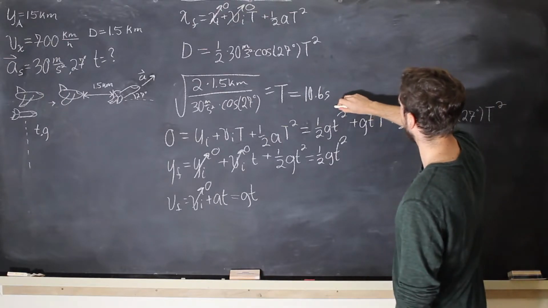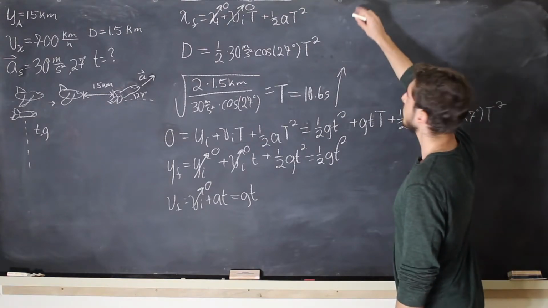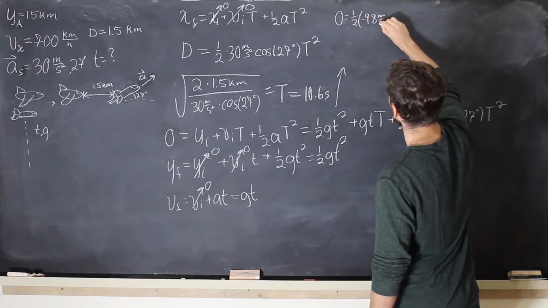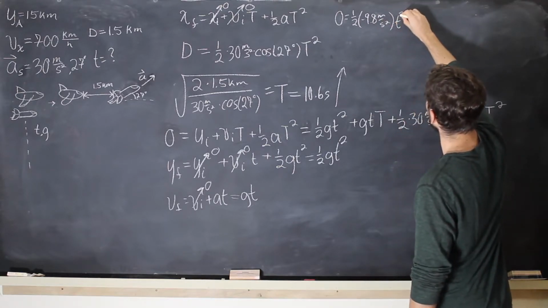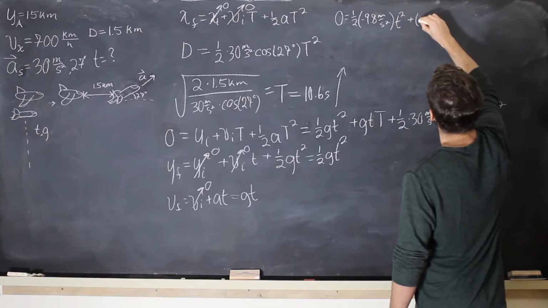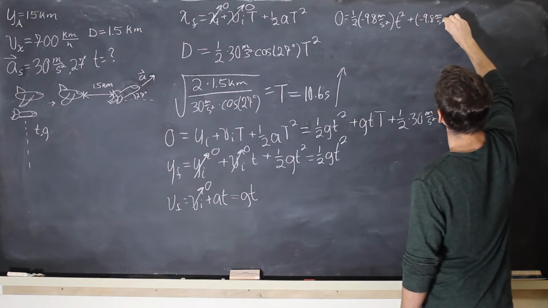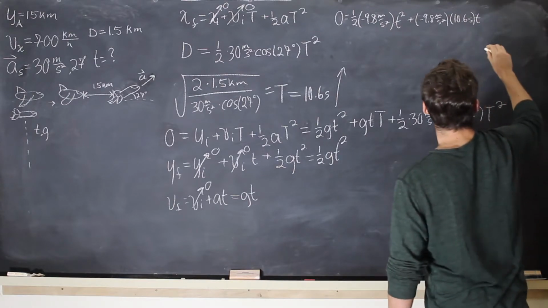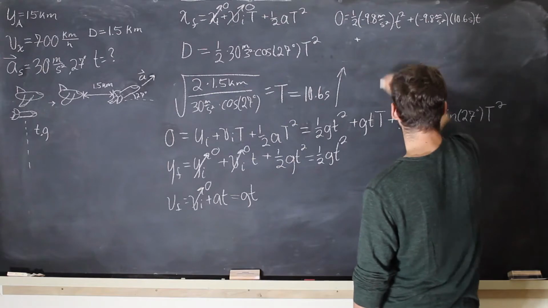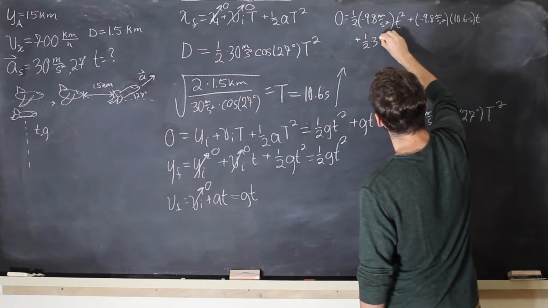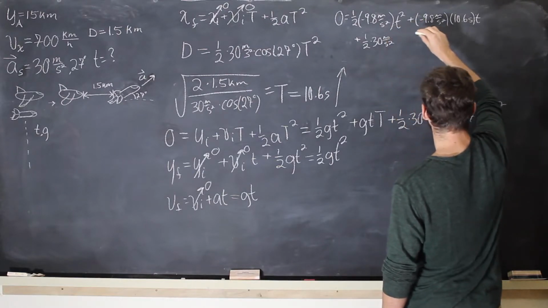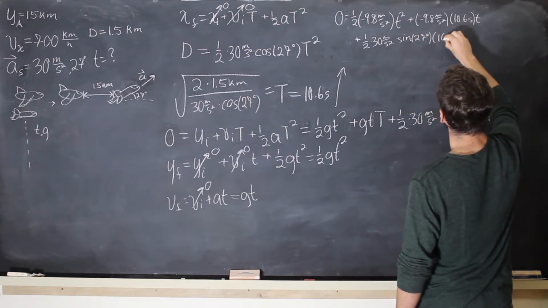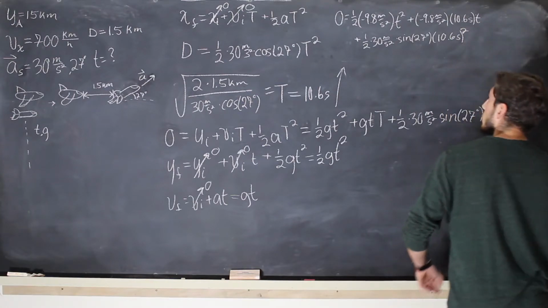And now I'm going to do it up here. Let's plug in our values. We have 0 is equal to 1/2 times negative 9.8 meters per second squared, t squared plus negative 9.8 meters per second squared times 10.6 seconds t plus 1/2 times 30 meters per second squared times sine of 27 degrees times 10.6 seconds squared. Okay, so how do we solve for t?